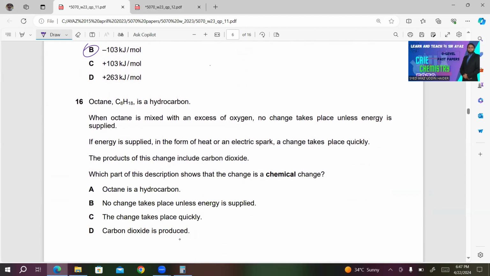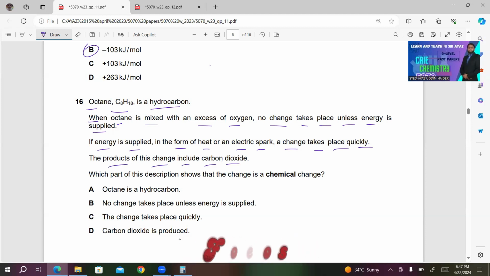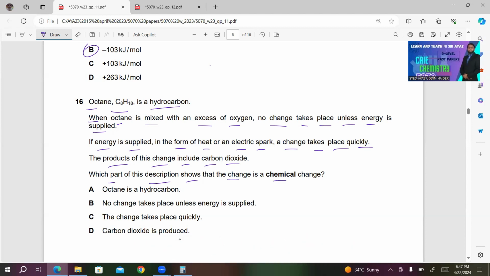Number 16, octane C8H18 is a hydrocarbon. When octane is mixed with an excess of oxygen, no change takes place unless energy is supplied. If energy is supplied in the form of heat or an electric spark, a change takes place quickly. The products of this change include carbon dioxide. Which part of this description shows that the change is a chemical change? Remember, during a chemical change, we will always get a new product.